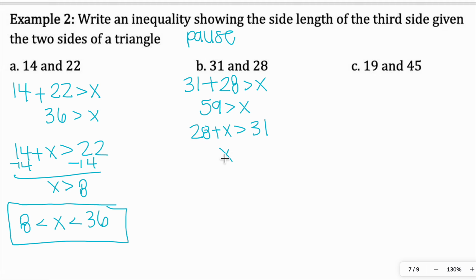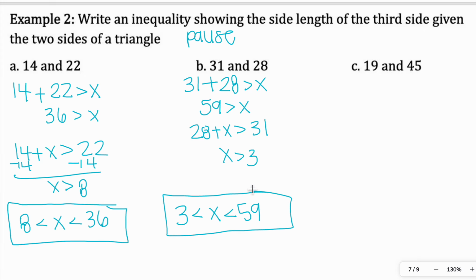So when we solve here, we're going to get x is greater than 3. So my inequality I should write would be 3 should be less than x, which is less than 59. So somewhere between those two numbers.